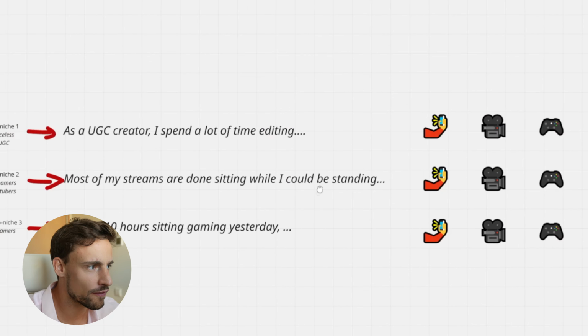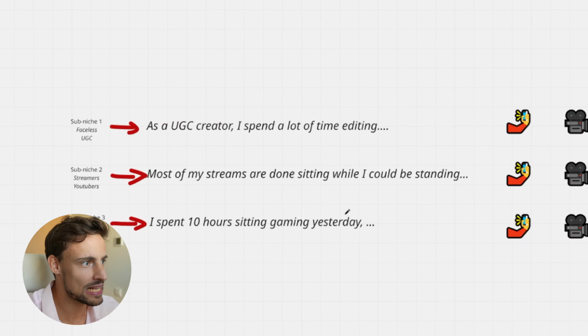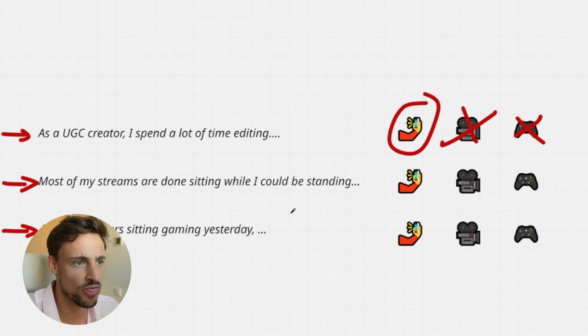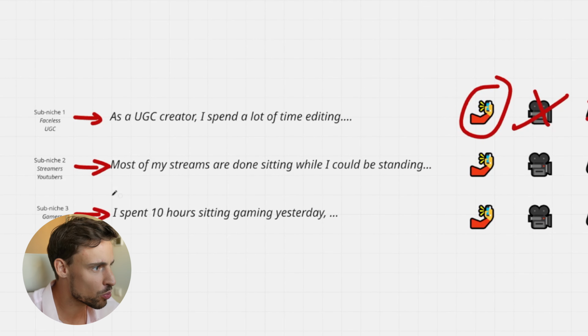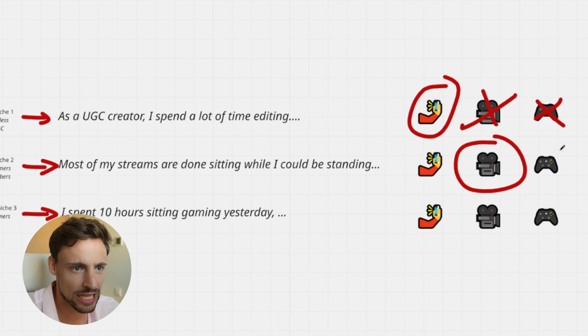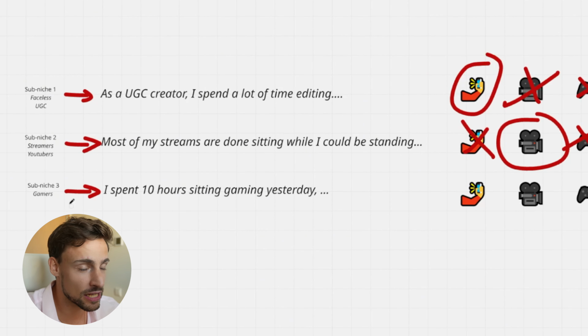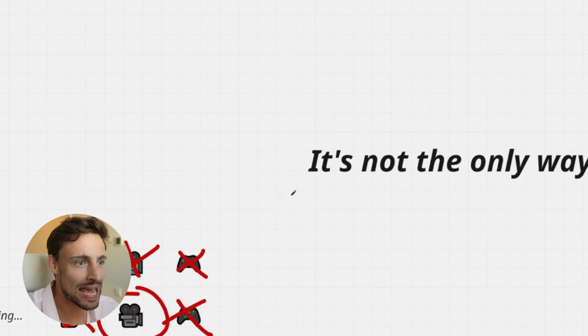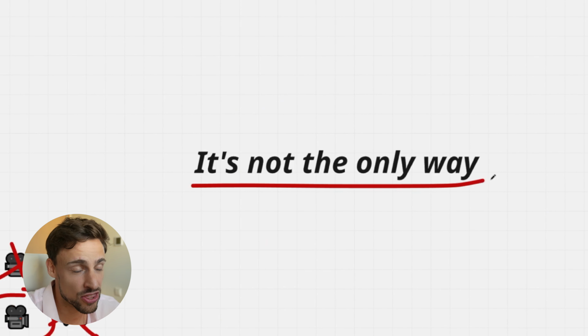Now, the goal of subdividing these things is simply that if I target here faceless and UGC people, I will exclude the streamers and the gamers to focus only on that type of sub-niche. Same goes with the streamers and YouTubers. I can exclude the gamers and I can exclude the content creators as well. And finally, for the gamers, I can focus essentially only on gaming people and exclude the YouTubers, the streamers, or the content creators. And I want to add, it's not the only way.